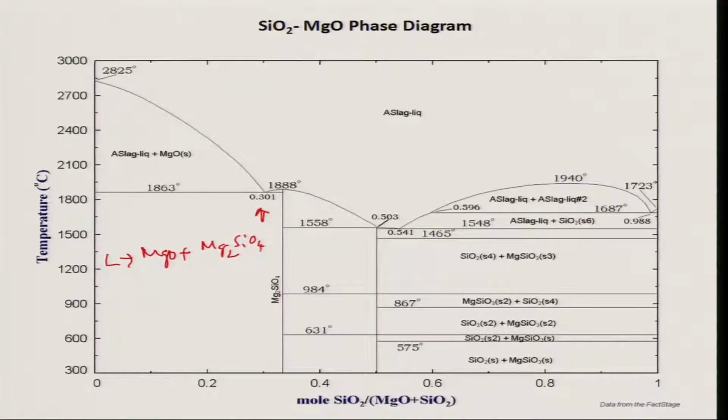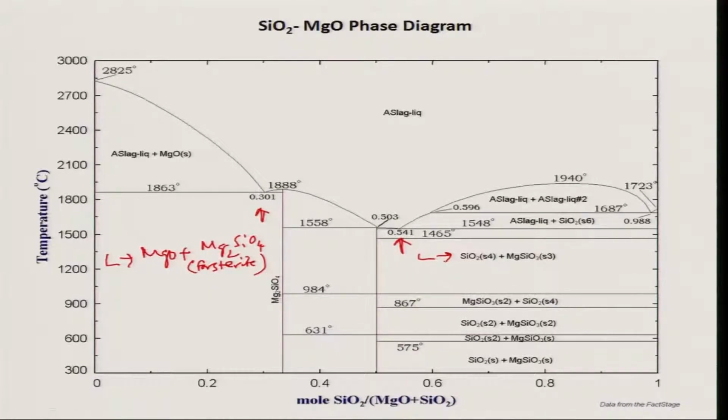Remember, there are many silicates. One of the silicates is olivine, another is forsterite, cordierite, and this is known as forsterite. Correct. And then we have another eutectic reaction taking place on this side. This is the eutectic reaction, and it is written here. The eutectic reaction is between silicon dioxide plus magnesium silicate, MgSiO3.